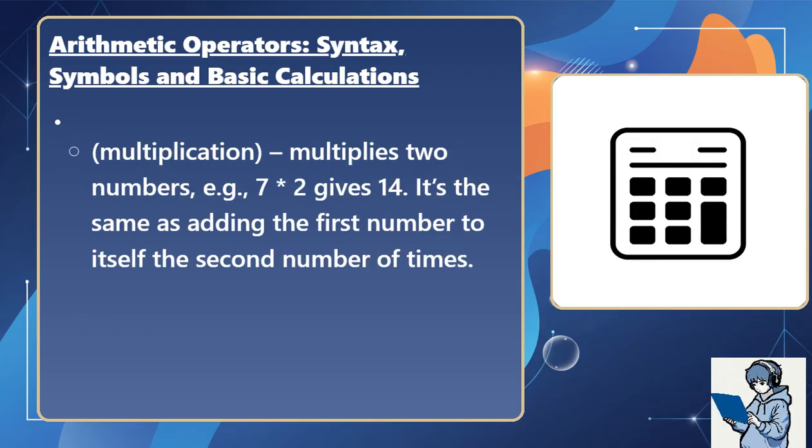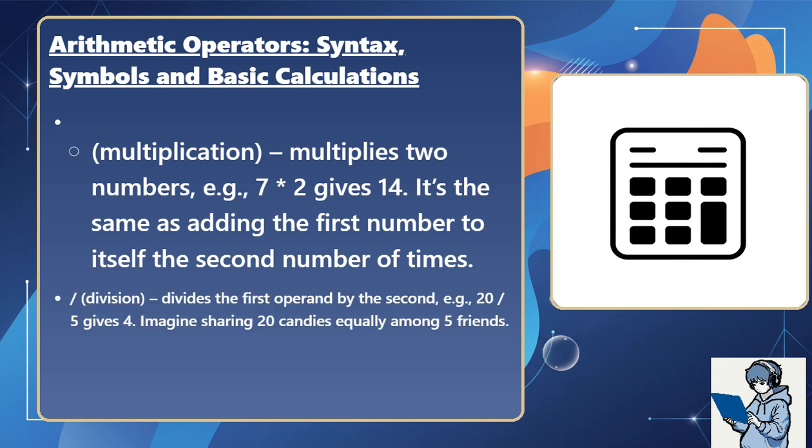Times, multiplication, multiplies two numbers, for example 7 times 2 gives 14. It's the same as adding the first number to itself the second number of times. Divided by, division, divides the first operand by the second, for example 20 divided by 5 gives 4. Imagine sharing 20 candies equally among 5 friends.